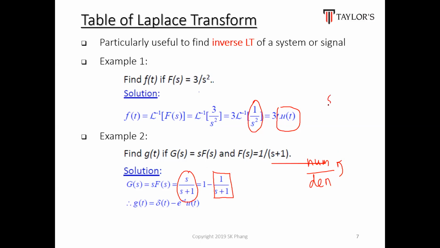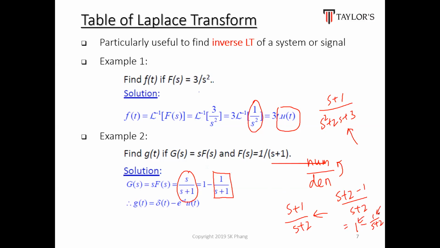the numerator is s plus 1. Your denominator has to be s squared plus 2s plus 3. Then you'll be able to find the inverse Laplace transform from the table itself. If you have both with the same order, let's say s plus 1 and s plus 2, then you cannot find the answer directly, so you have to do some factorization. You write s plus 2 minus 1 over s plus 2 and make it 1 minus 1 over s plus 2. And then you find the inverse Laplace of each of these individually from the table.